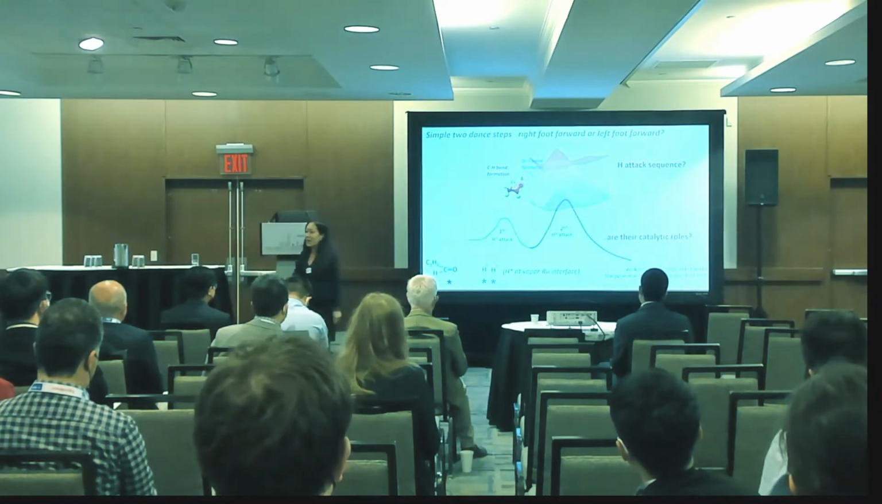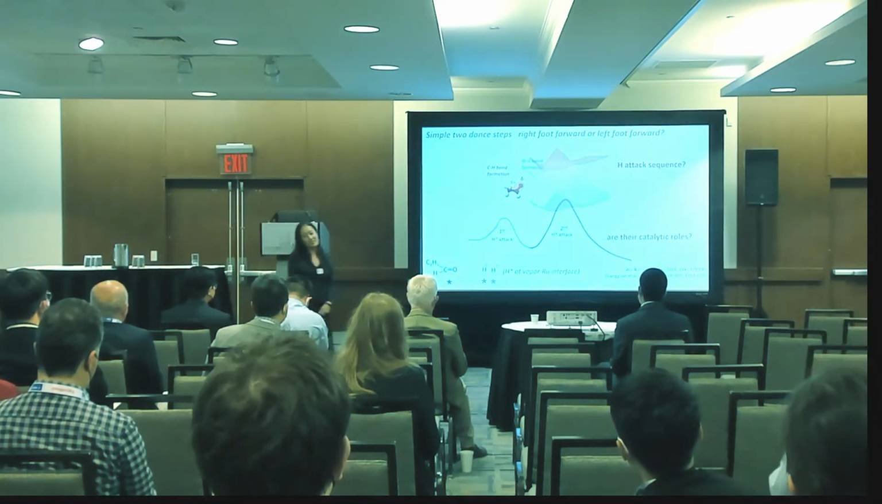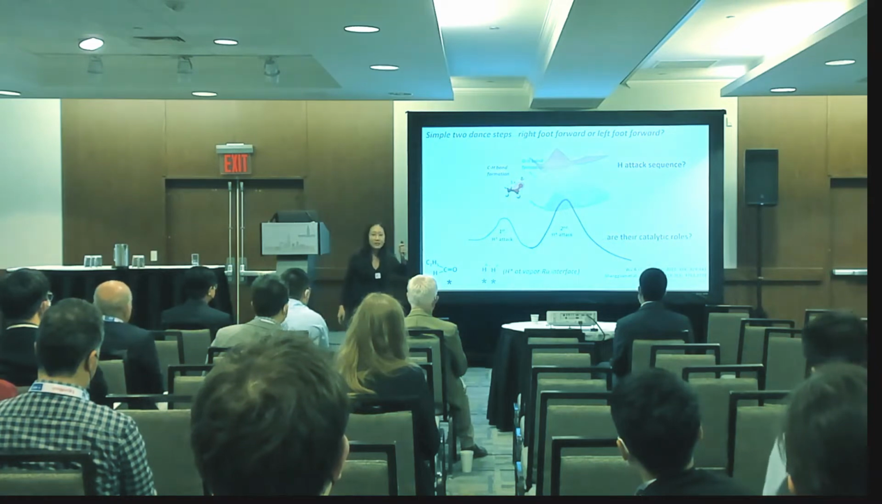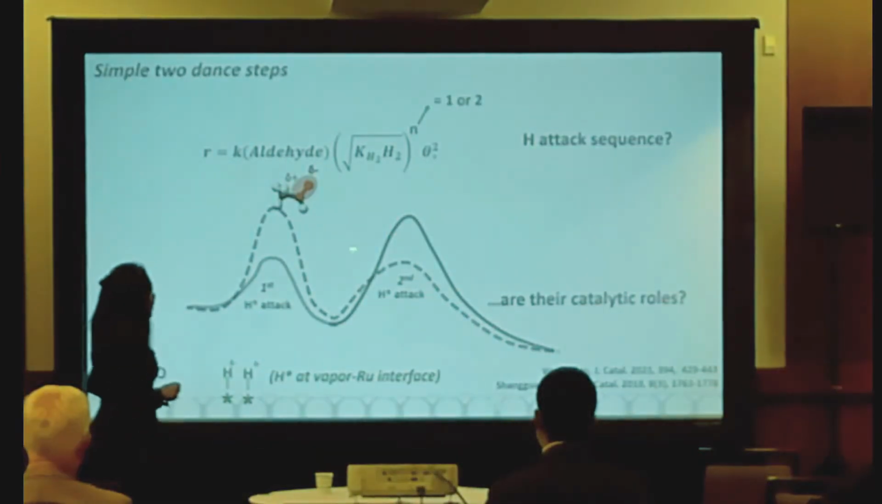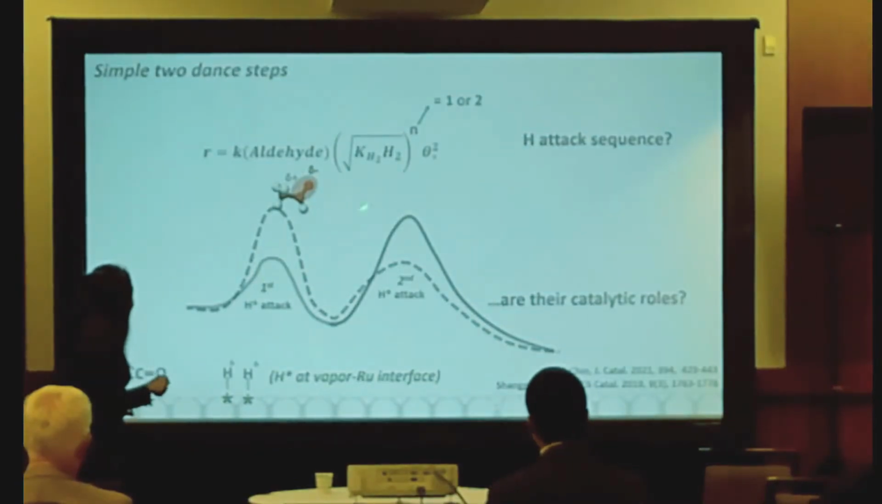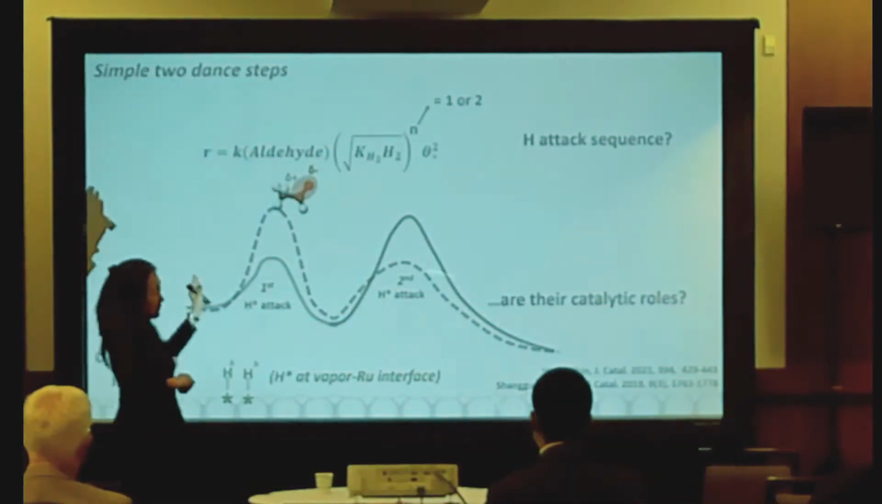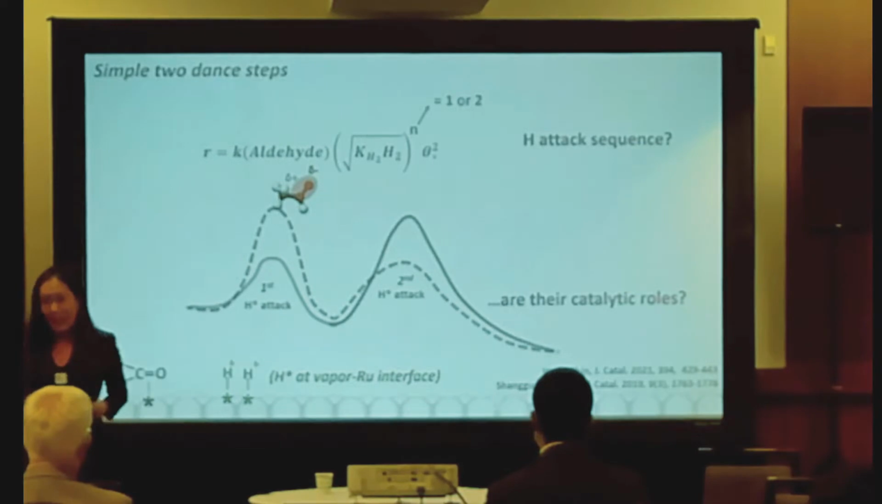Either you have a right foot forward, CH bond formation, or you have a left foot forward, OH bond formation. This is not the same in the free energy landscape. Two hydrogens attack, and depending on whether you have CH or OH bond formation, or the relative size of these peaks in these two steps, we get a different sequence.